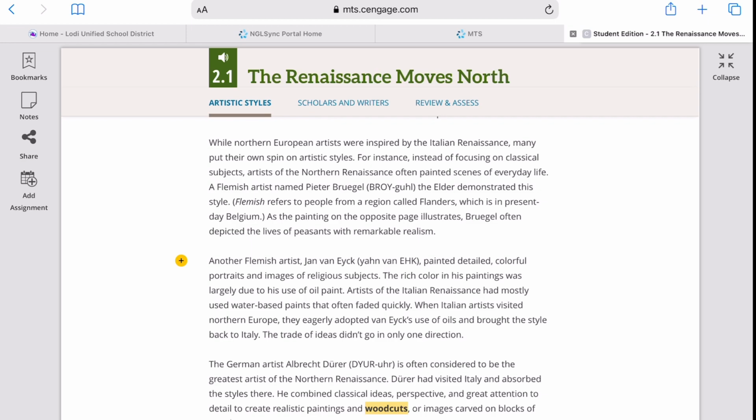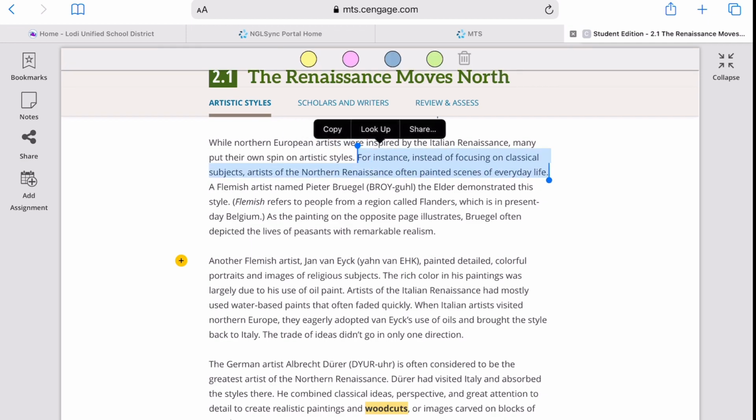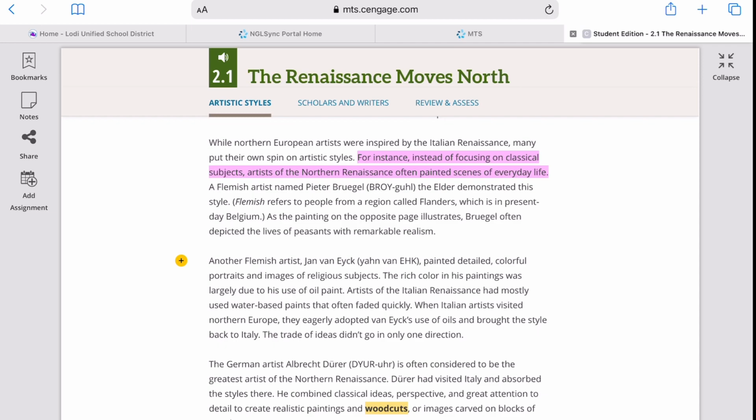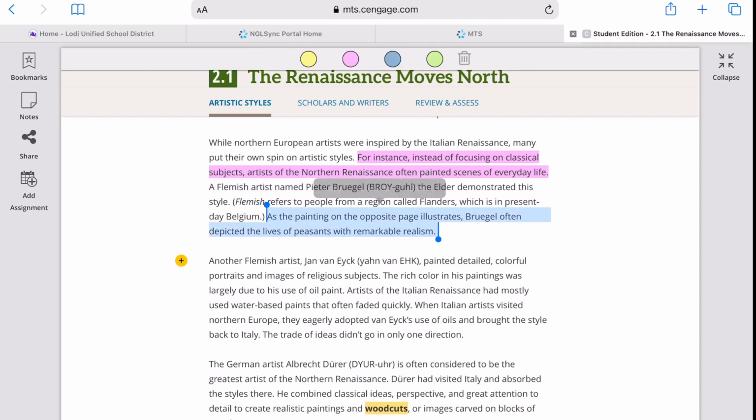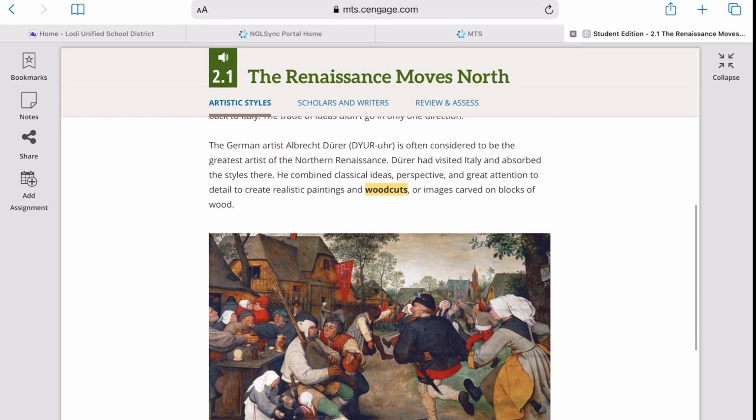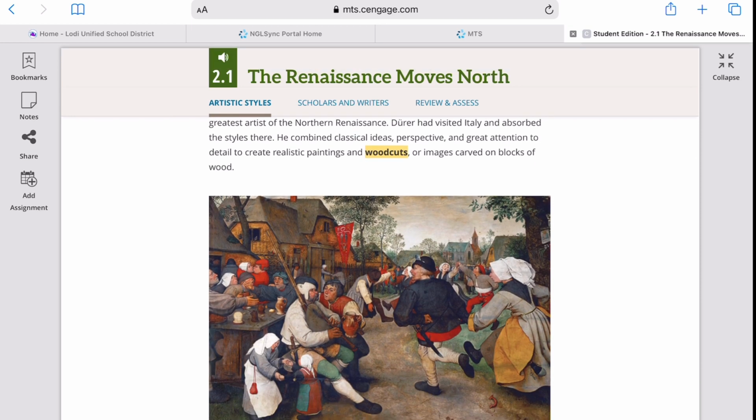For instance, instead of focusing on classical subjects, artists of the Northern Renaissance often painted scenes of everyday life. So Italian arts are inspired by Greek classical art, and most of their paintings or artwork are a little bit dramatic, if you may. But Northern Renaissance artists from Northern Europe, their type of painting is a lot like what's happening in their everyday life.